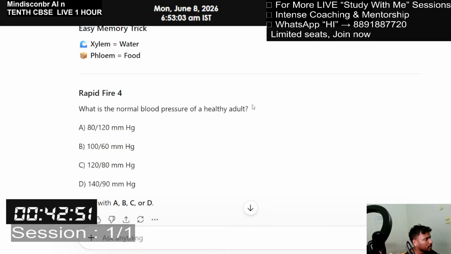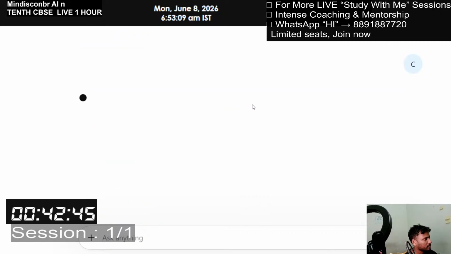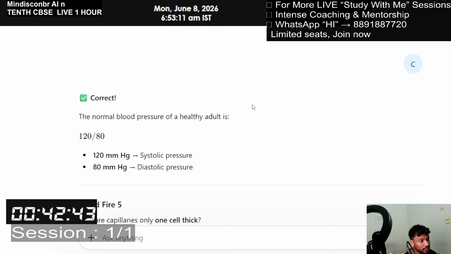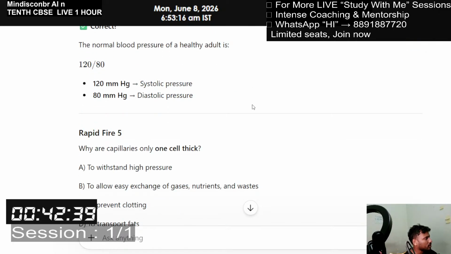What is the normal blood pressure of a healthy adult? 120/80 millimeter of mercury, mmHg. Normal blood pressure of a healthy adult is 120/80: 120 millimeter of mercury is systolic pressure, and 80 millimeter of mercury is diastolic pressure.